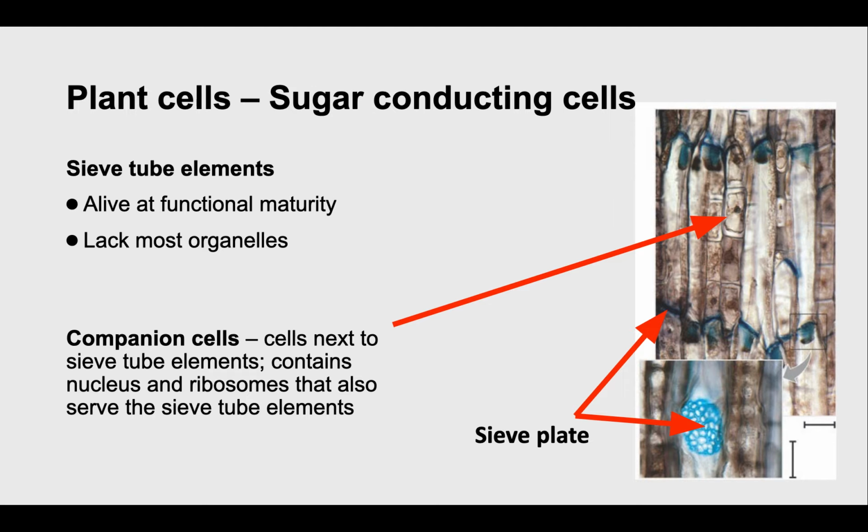So when we're talking about sugar-conducting cells, the cells that specifically conduct the sugar would be the sieve tube elements. But we also have to have the companion cells because they are regulating those sieve tube elements.